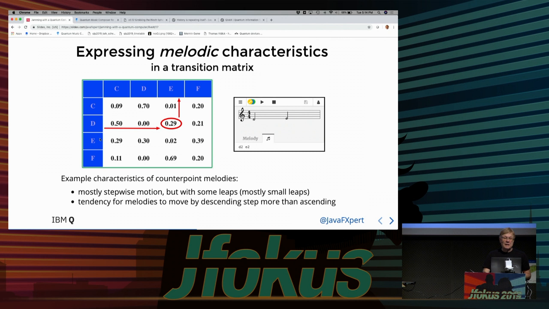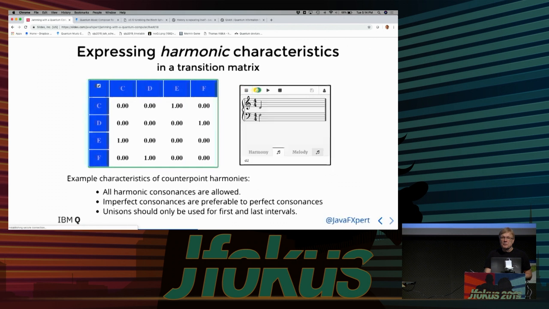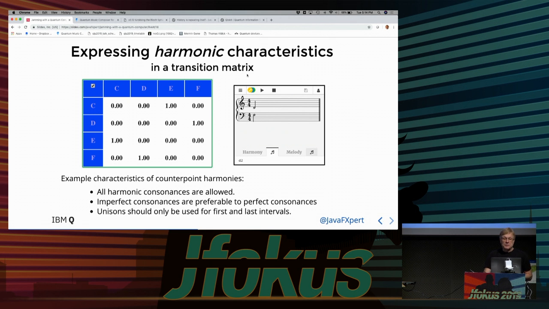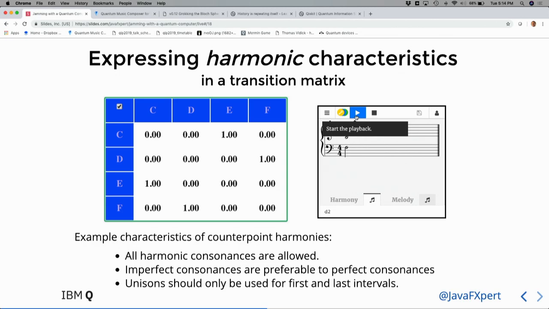So here, if we've got a D, then I'm saying that there's a 0.5 probability that I want that next note to be a C. And so that's for melodies, when one note follows another. But for harmonies, when two notes are playing together, I've got another transition matrix. Here, I'll just go ahead and play a little sound of two notes being played together. And that's an interval that is consonant. It is pleasing to the ear.